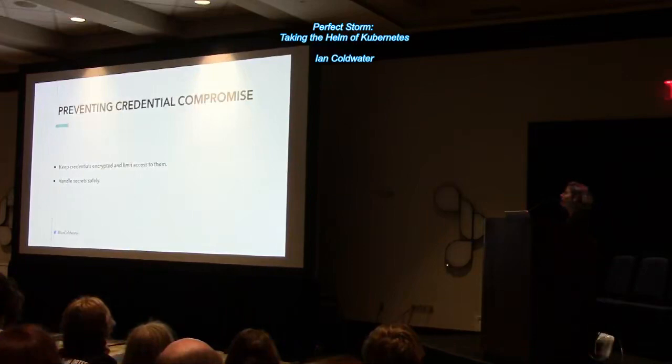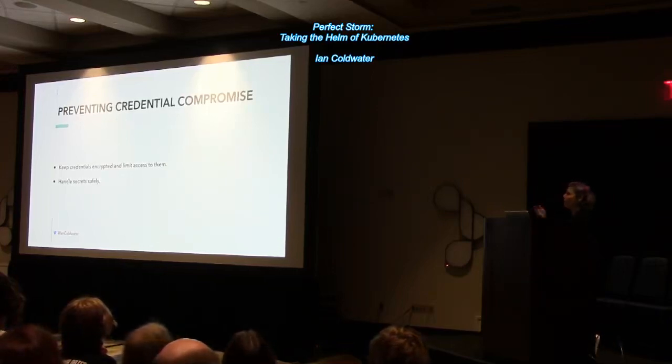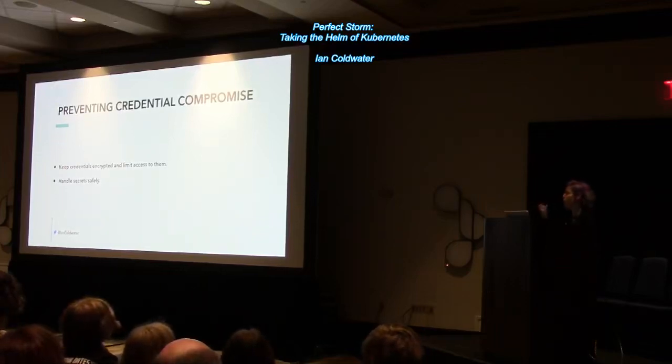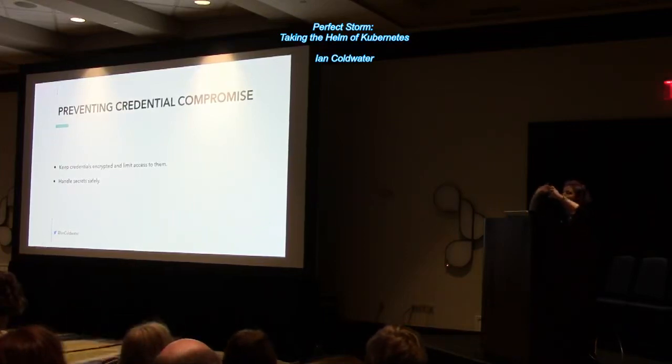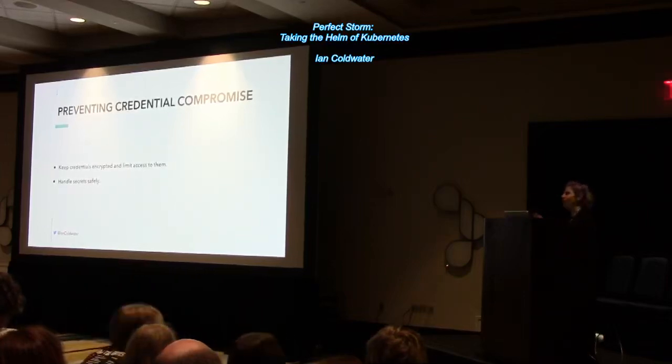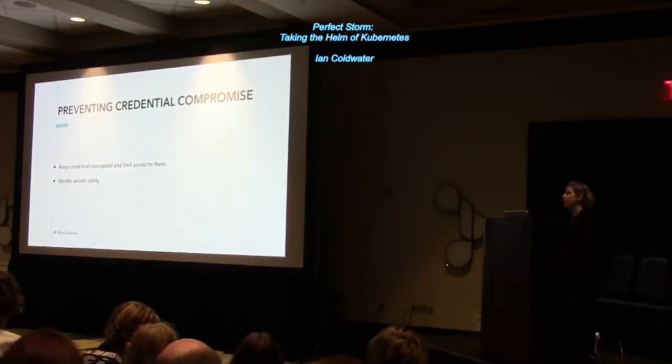You can prevent credential compromise by keeping your credentials encrypted and not putting them out in plain text for all of Shodan to see. Limit access to them for people and parts of the cluster that don't need them, and handle your secrets safely. The new Kubernetes version introduces something called TLS Bootstrap, which allows you to bake certificate handling into the cluster when you make it. That used to be a really complicated, annoying process, and as of 1.12 with TLS Bootstrap, it isn't anymore.